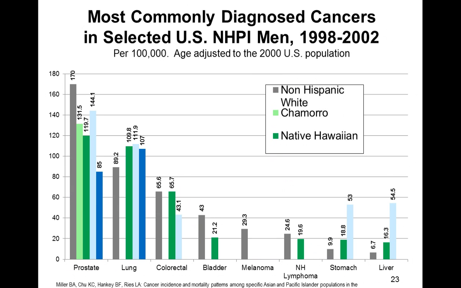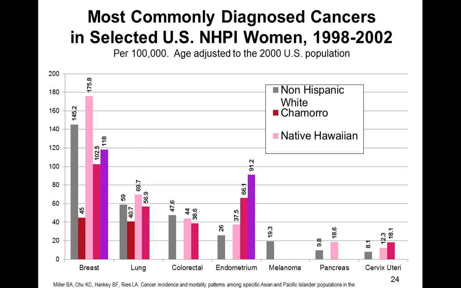In terms of Pacific Islander men, again, we are seeing a unique profile of cancer: bladder cancer, for example, non-Hodgkin's lymphoma, stomach, and liver cancer as well. And we really have no data on melanoma. In terms of women, again, like I said earlier, endometrium cancer is extremely high amongst, for example, Chamorro and Native Hawaiian women.